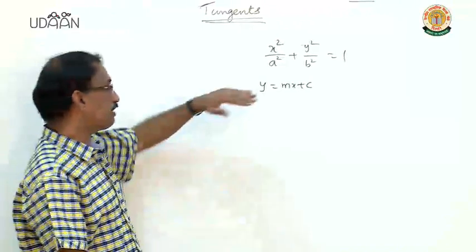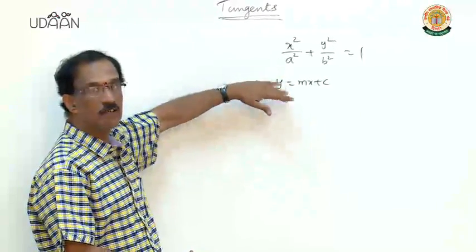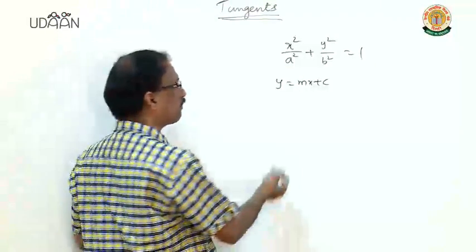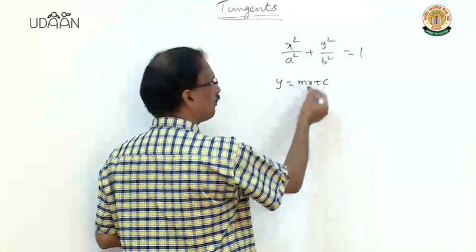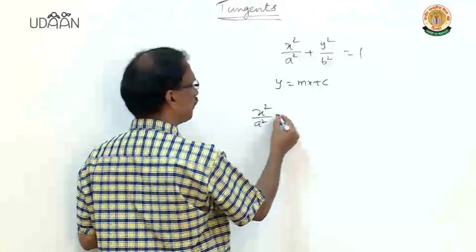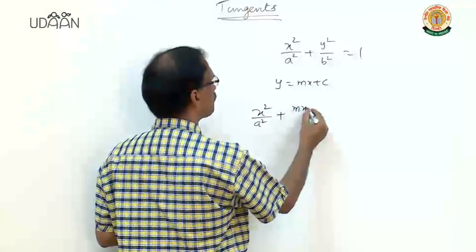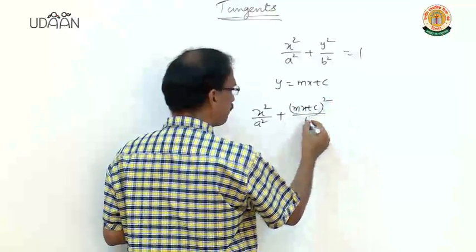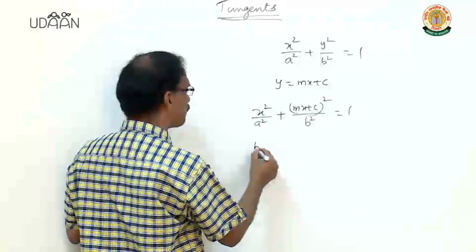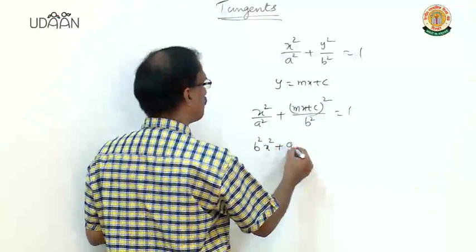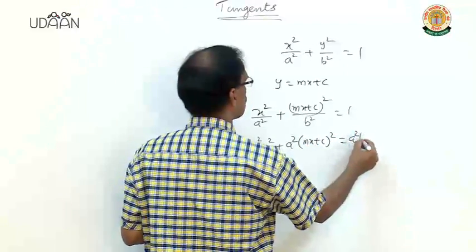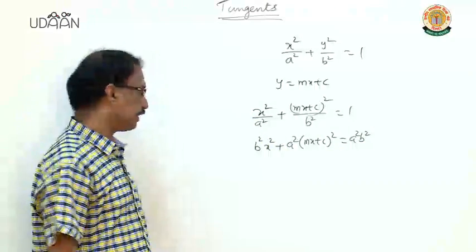That is when it will touch, when it will intersect, when it will lie in the same plane of the ellipse. So now what we can do, you substitute this value of y in this. That means you get x square by a square plus (mx plus c) the whole square by b square equal to 1. Now by taking LCM, then you get b square x square plus a square into (mx plus c) whole square equals a square b square we get.